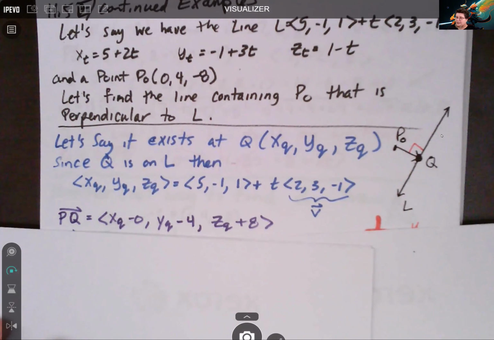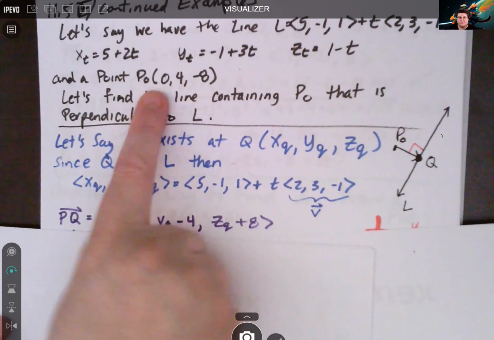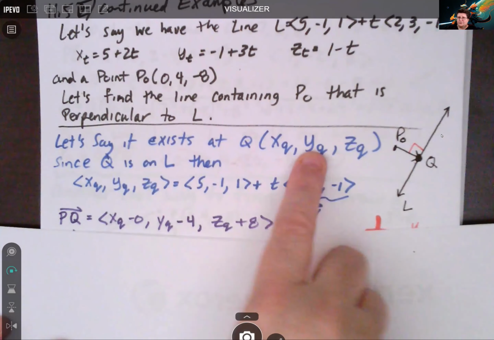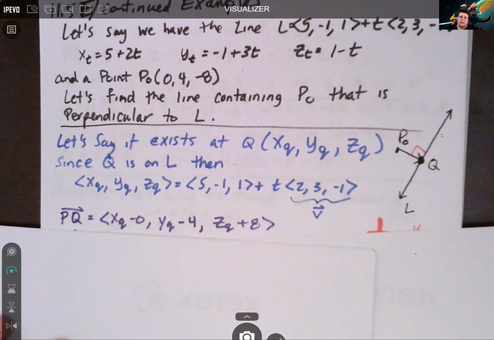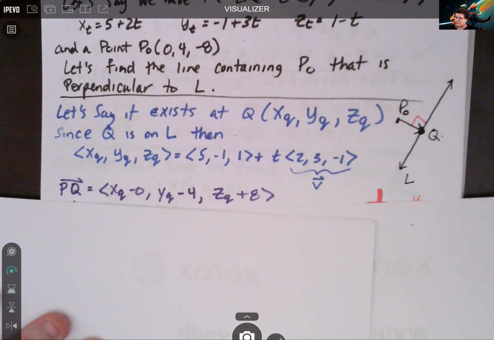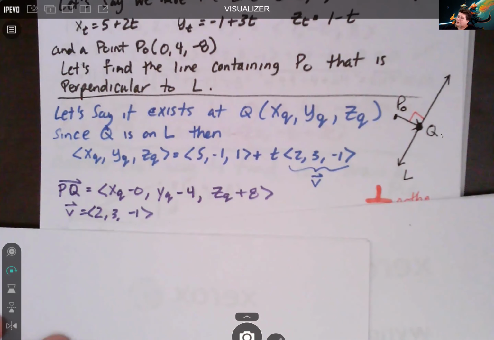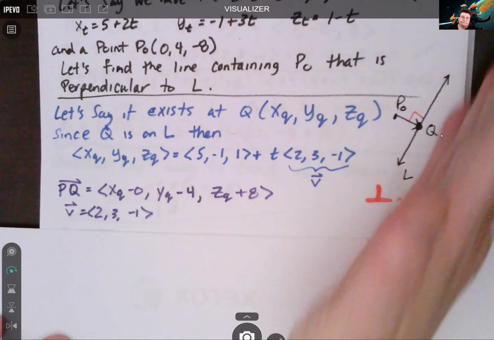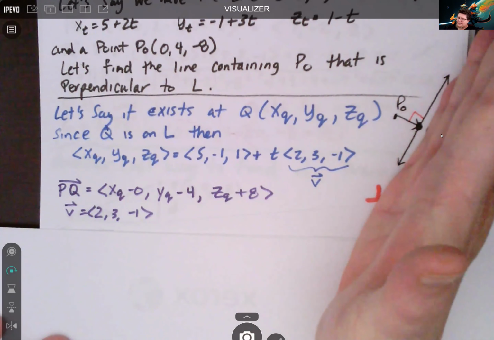So the vector P naught Q is going to be Q minus P naught. Remember, our Q components minus our P components. So x of Q minus 0, y of Q minus 4, and z of Q minus -8. When we write those out, this is what P naught Q looks like. The v component, or the line that's parallel to it, is 2, 3, -1.